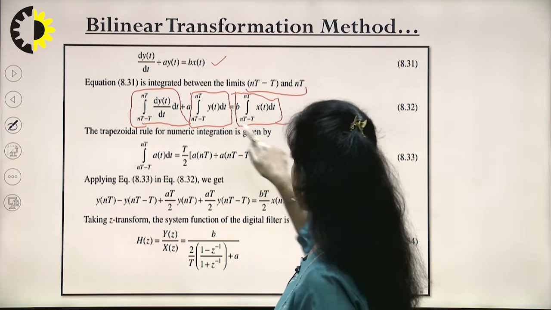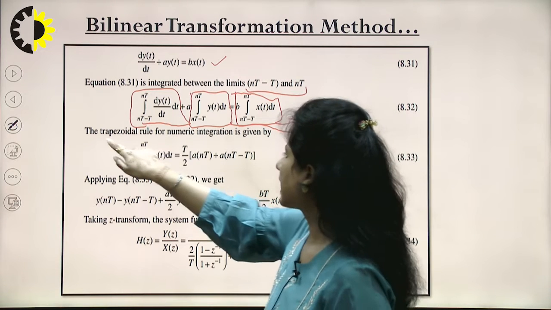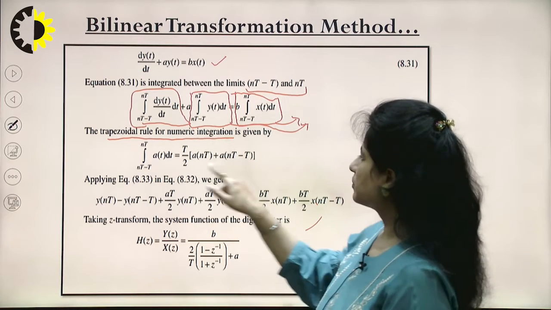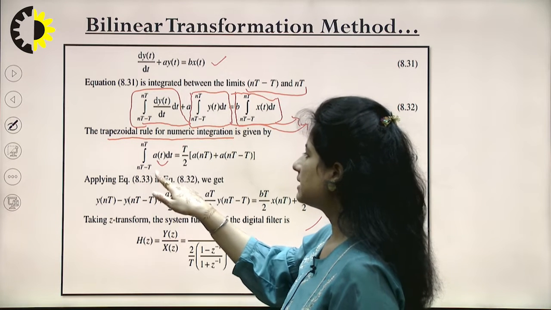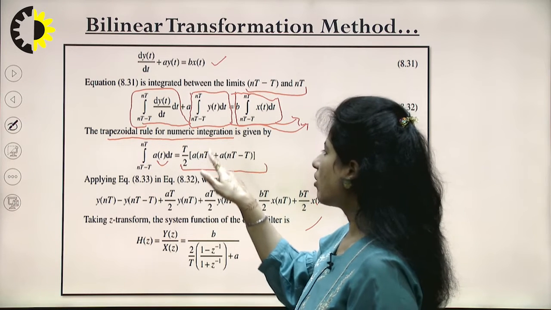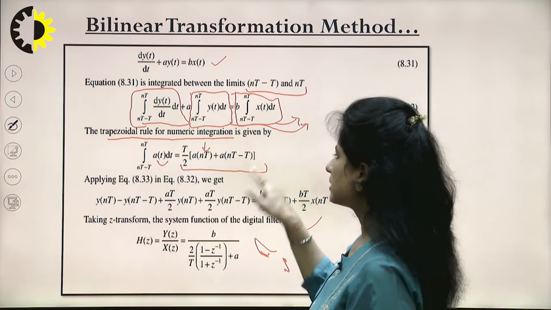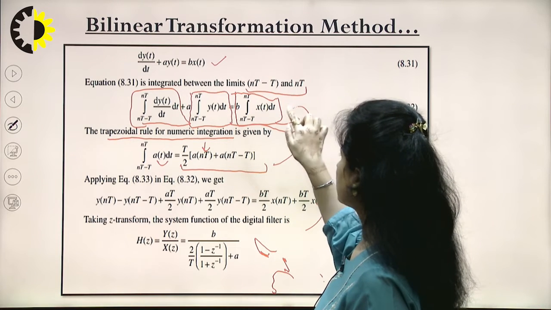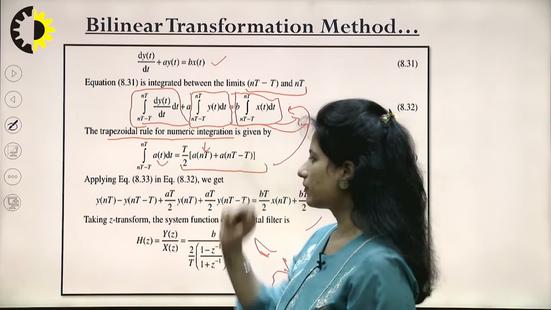So in these, I'll be using a special integration technique called the trapezoidal rule of numerical integration. This rule states that integrating a function a(t) in the limit nT minus T to nT is equivalent to T/2 times a(nT), the sample value at nT, plus a(nT minus T). So this is a direct substitution formula which we can use to substitute in part 2 and part 3, so that I can give a simplified integration result of this equation.